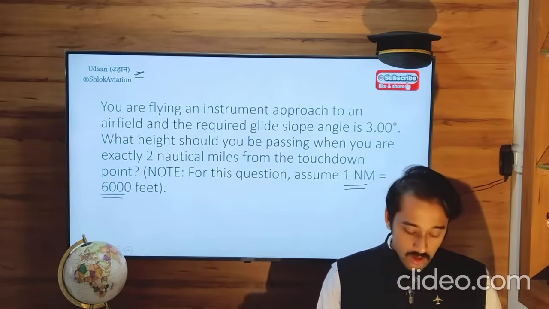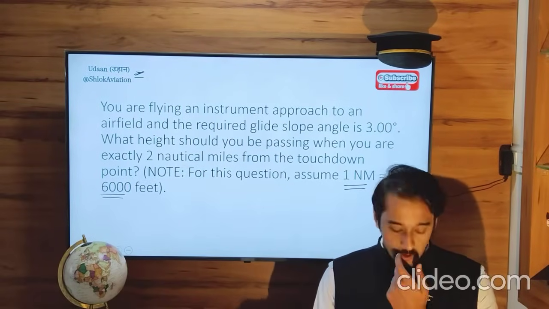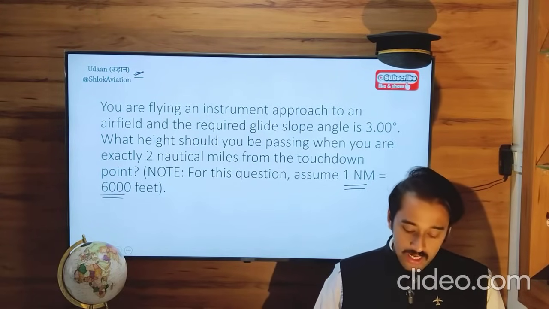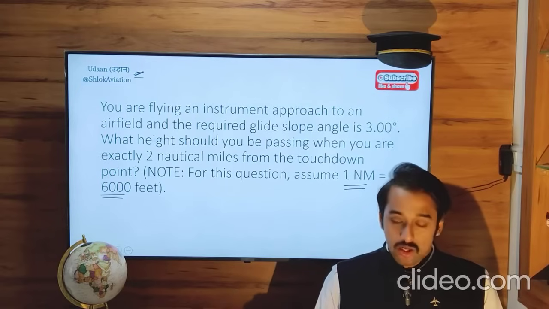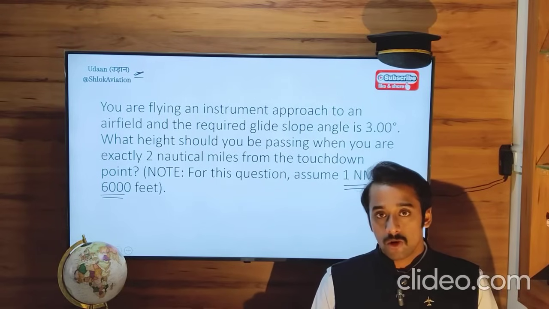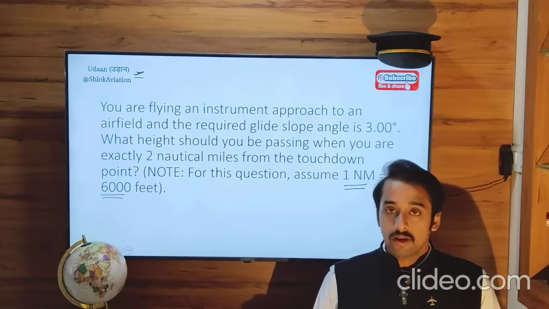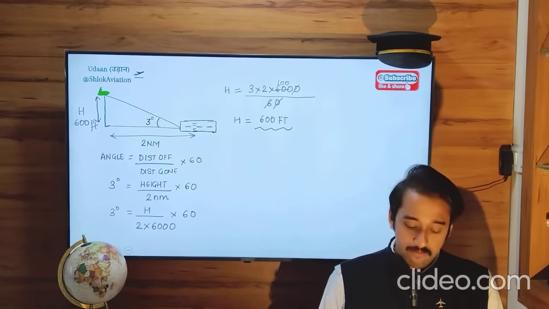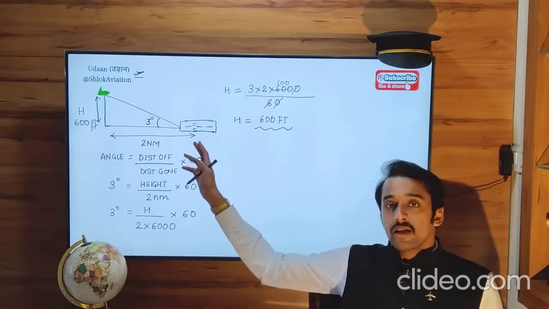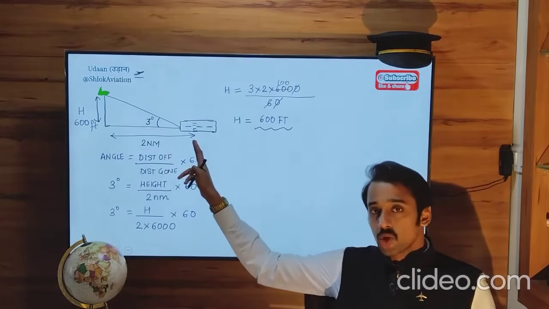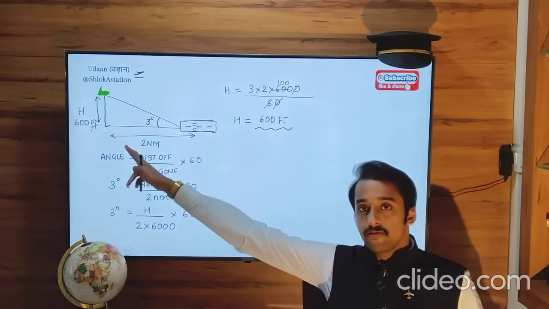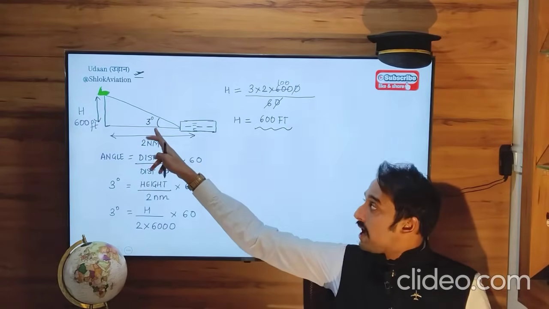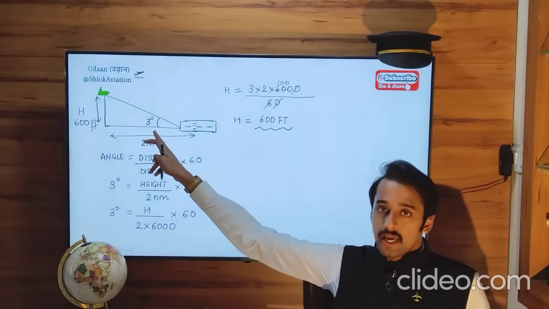Next question. You are flying an instrument approach to an airport and the required glide slope is 3 degrees. What height should you be passing when you are 2 nautical miles from the touchdown zone of the runway? And here they have given 1 nautical mile equals 6,000 feet. So simple. Draw the runway, and from the touchdown zone of the runway, you're 2 miles away. And you are at a particular height.